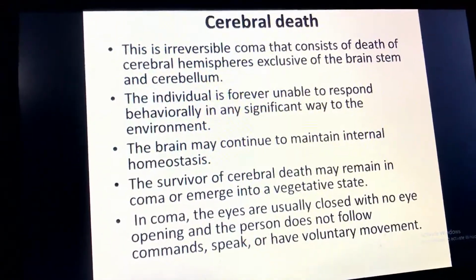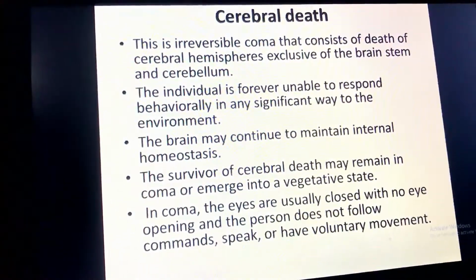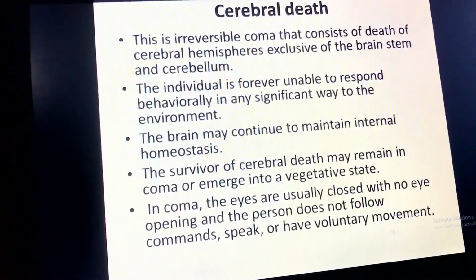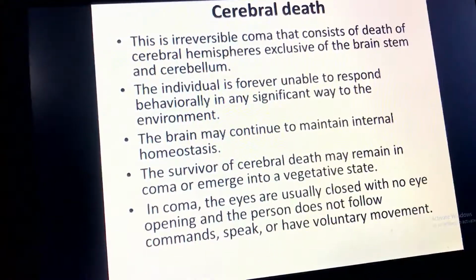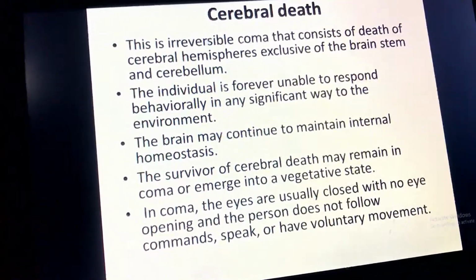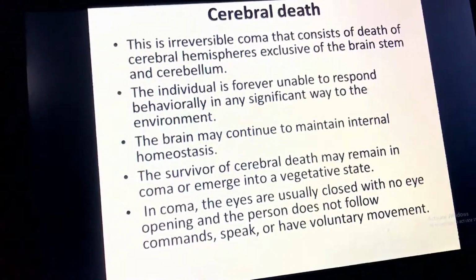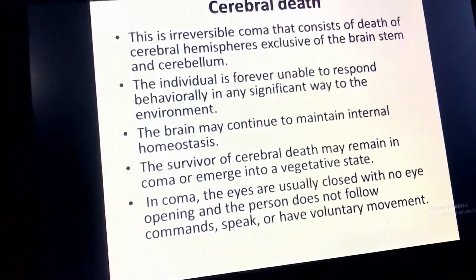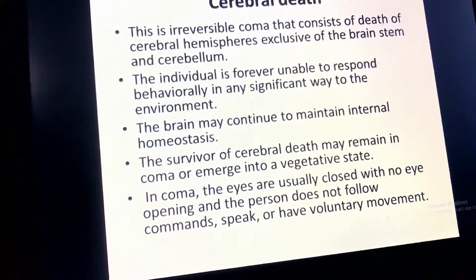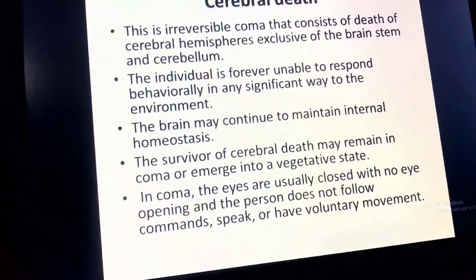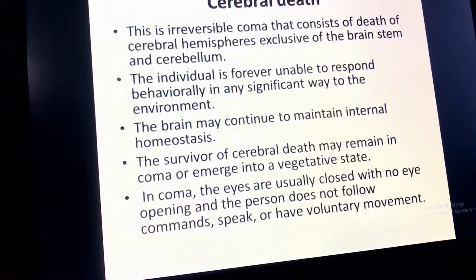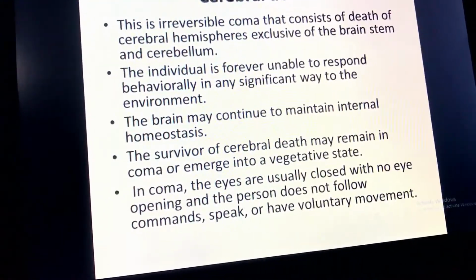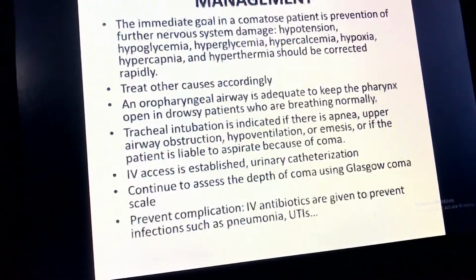Cerebral death. This is irreversible coma that consists of death of the cerebral hemispheres, exclusive of the brain stem and cerebellum. The individual is forever unable to respond behaviorally in any significant way to the environment. The brain may continue to maintain internal homeostasis. The survivor of cerebral death may remain in a coma or emerge into a vegetative state. In a coma, the eyes are usually closed with no eye opening, and the person does not follow commands, speak, or have voluntary movement in cerebral death.